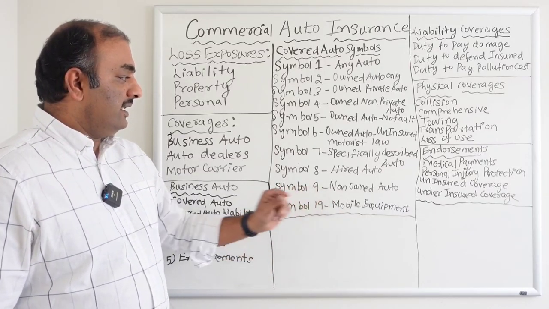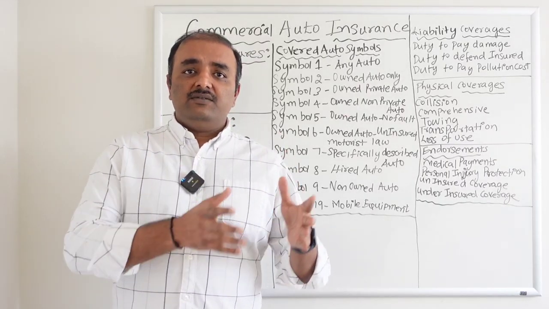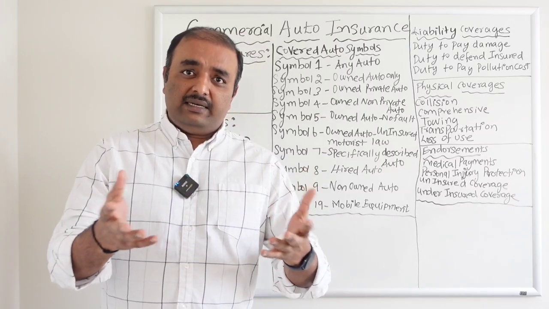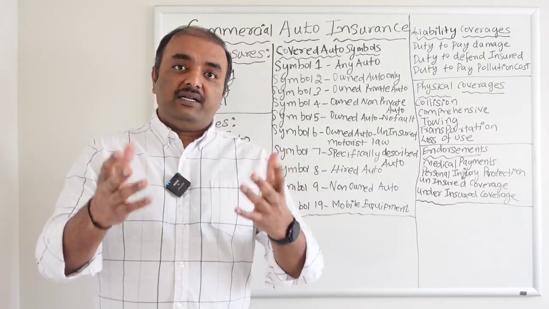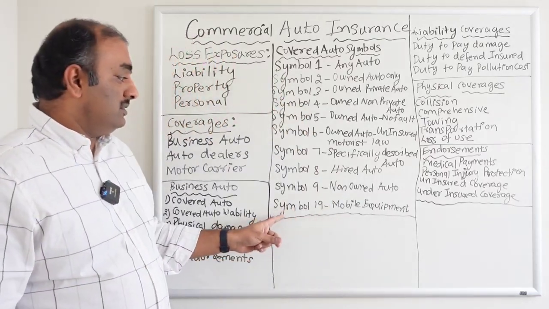And then symbol 19, mobile equipment. As per the definition of the insurance ISO, there are things like a tractor or an excavator. Those things don't even come under the definition of a car. So for those things you have to use symbol 19.